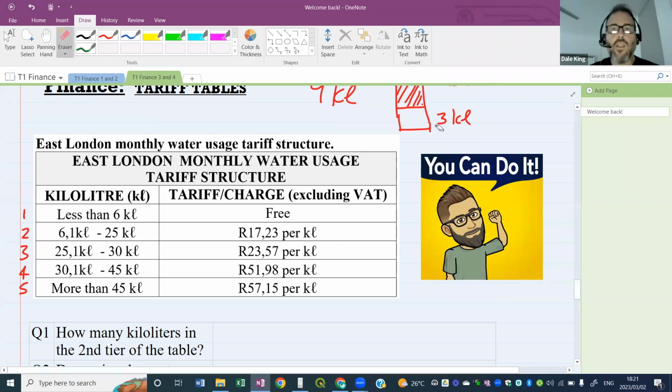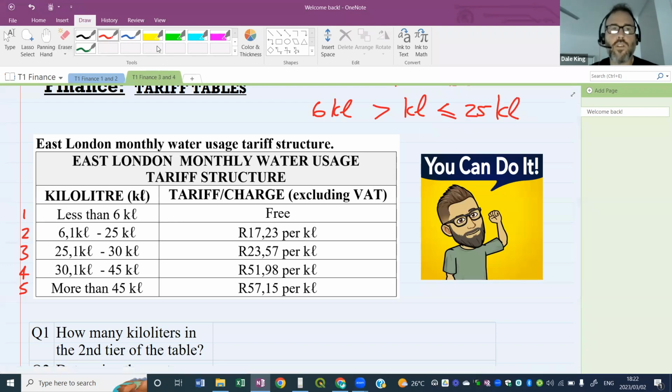Now, that can be very confusing. Sometimes they don't write it like that. They'll write it like this. So 6 kiloliters greater than, and I'll put a kiloliter there, but less than and equal to 25. They'll use this notation here, with inequality signs, to say above or less than or greater than. So what this line says is if you're above 6 kiloliters, or if you're less than or equal to 25. That's another way that they can show the interval as well.